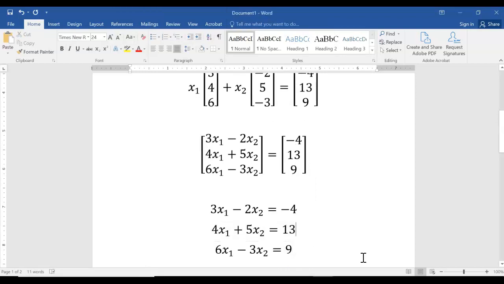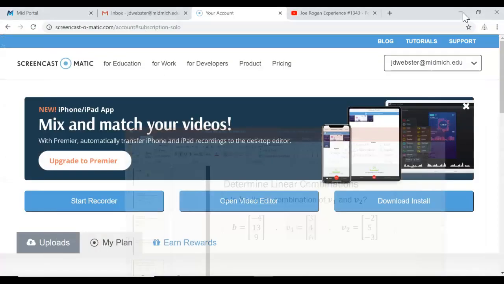So another way to ask that same problem is to ask, is this system of linear equations consistent? Can I find a solution for that? And so what I would do, if you're looking for a solution to this system of linear equations, is go plug it into your calculator.